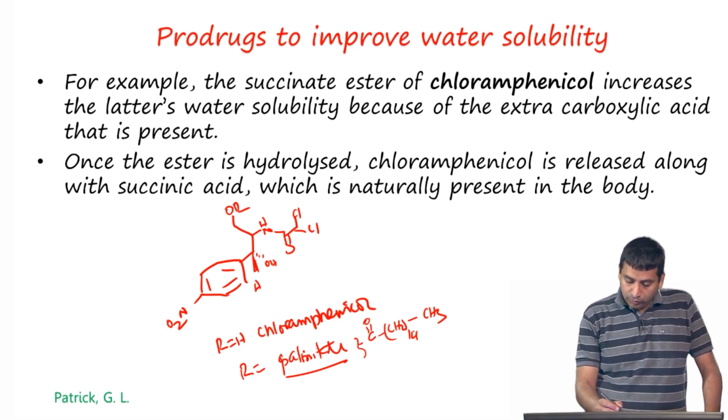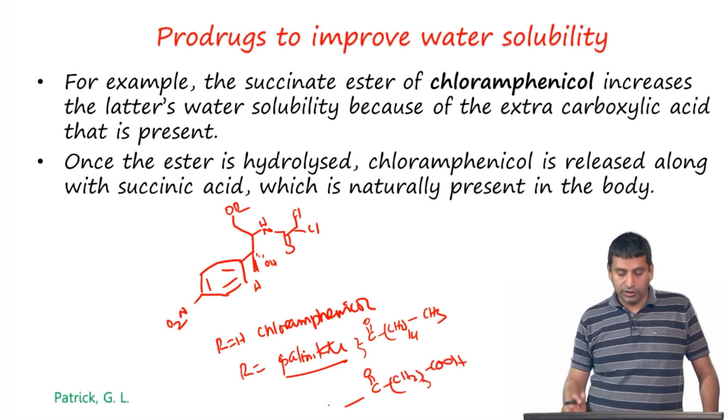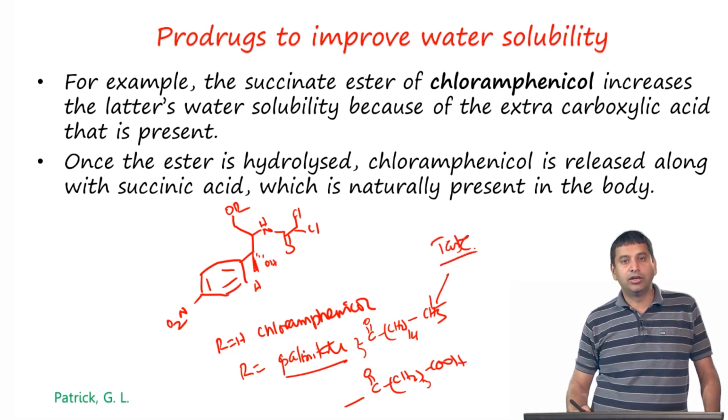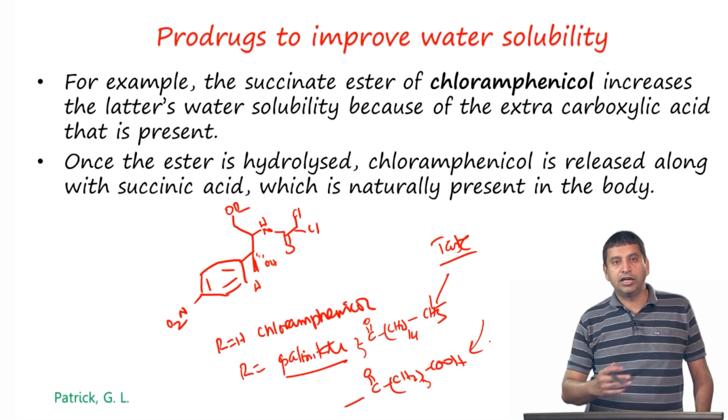And if you want to improve the water solubility, then what you would do is C double bond O, CH2 three times, COOH, and this actually improves the water solubility. Here, the palmitate is given for taste. So, when you are giving this orally, you would give this palmitate molecule, and if you are going to give this intravenously, you would give this carboxylic acid, which is going to get hydrolyzed and produce succinic acid, which is naturally present in the body.